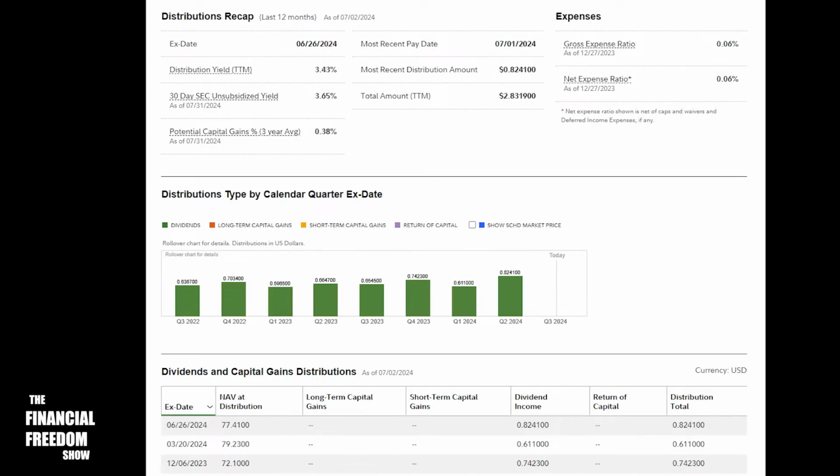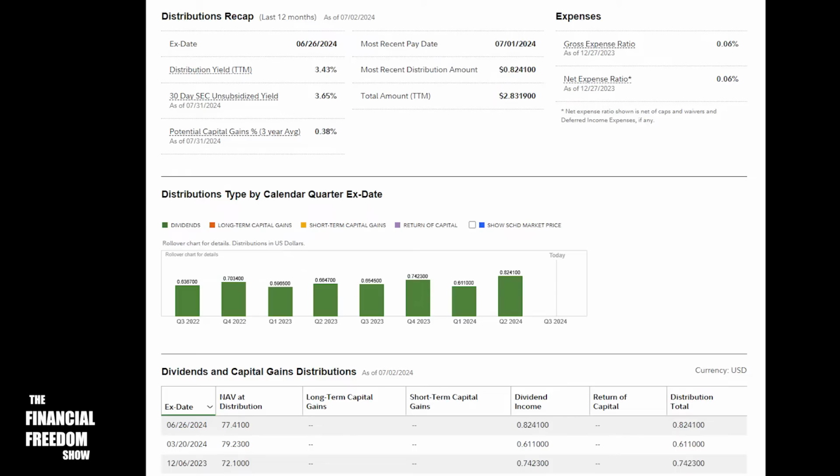But the real highlight of this ETF is its dividend yield. SCHD yields usually anywhere from 3.5 to 4%, which is very high compared to the S&P 500's dividend yield and other focused dividend ETFs. This yield is especially attractive in a lower interest rate environment, which I think we're heading into pretty soon, where traditional income investments like bonds are offering lower returns.